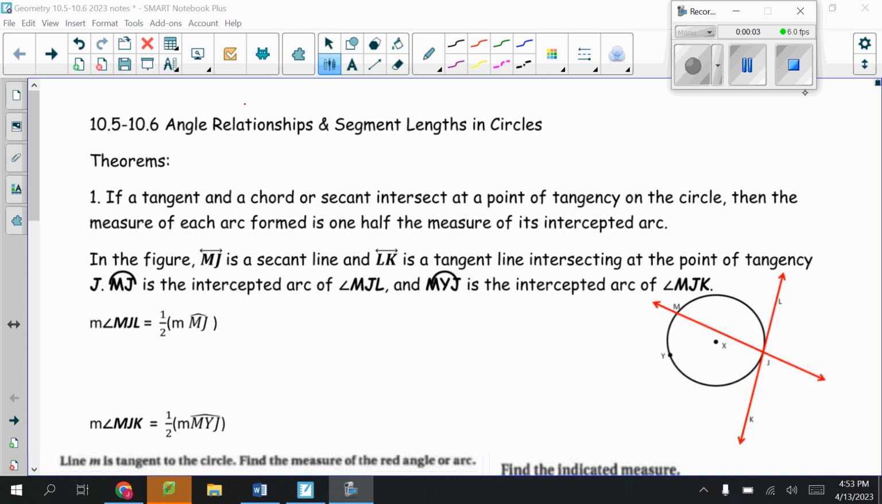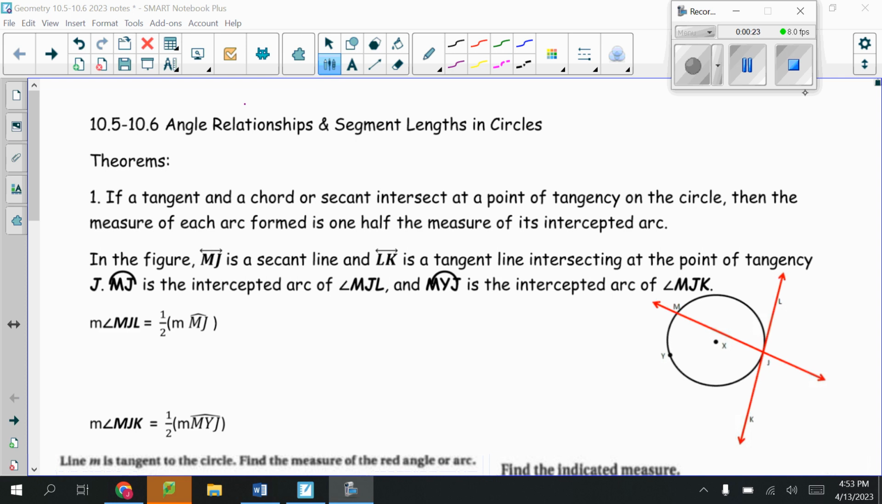All right, today in geometry, we are looking at section 10.5, 10.6, angle relationships and segment lengths in circles. We're going to start out with some theorems. The first one says, if a tangent and a chord or secant intersect at a point of tangency on the circle, then the measure of each angle formed is 1/2 the measure of its intercepted arc.